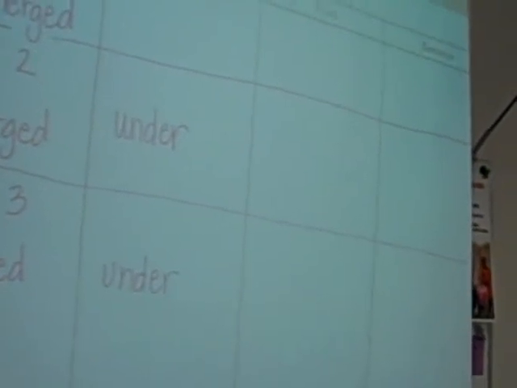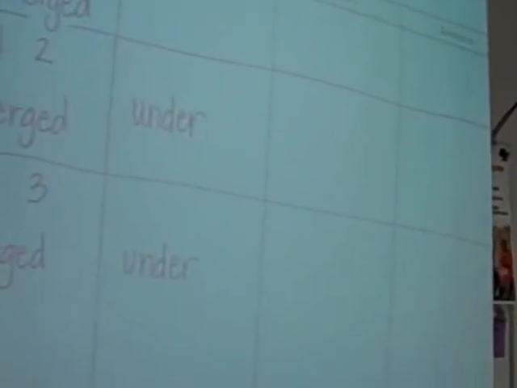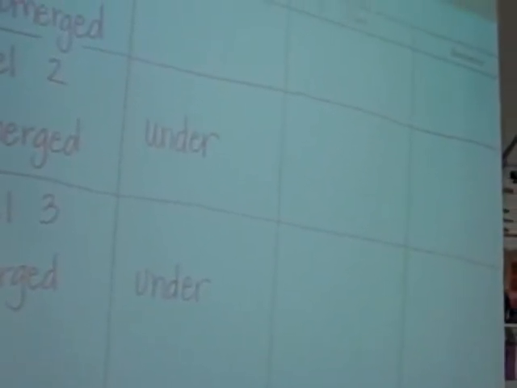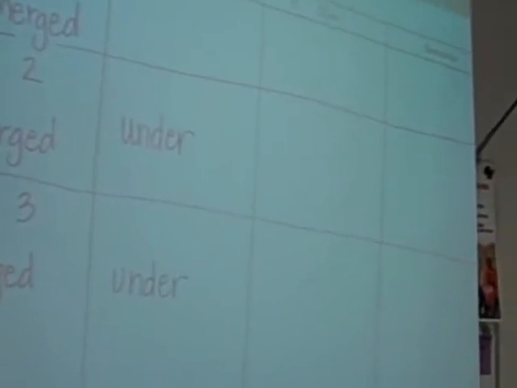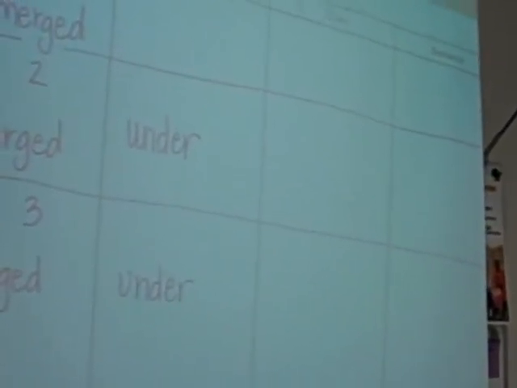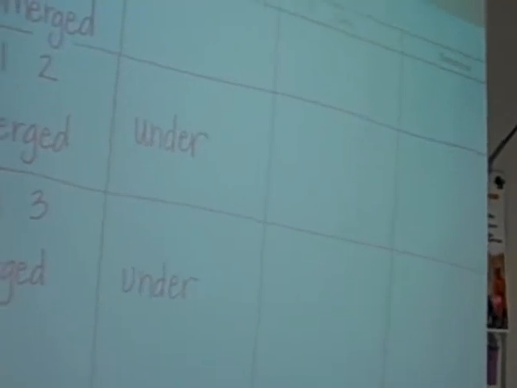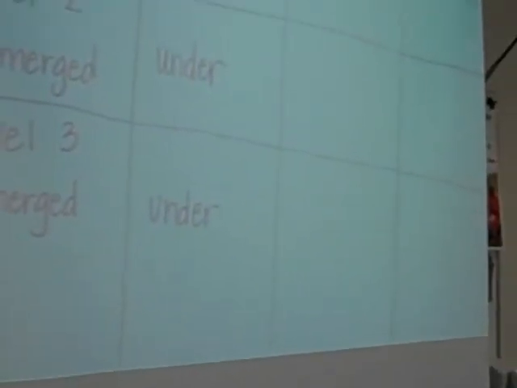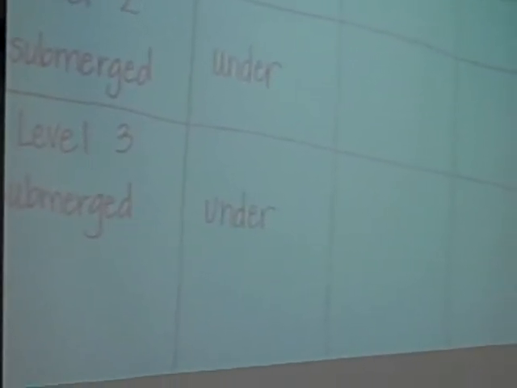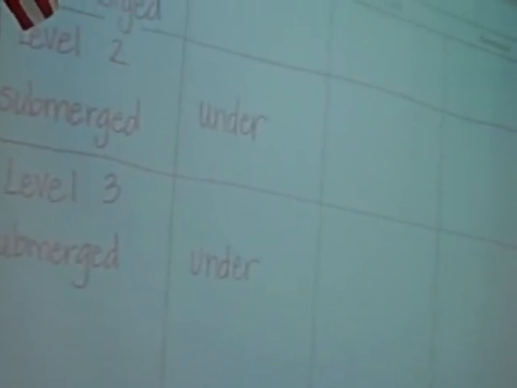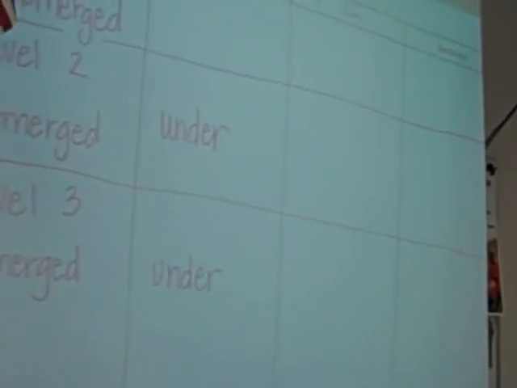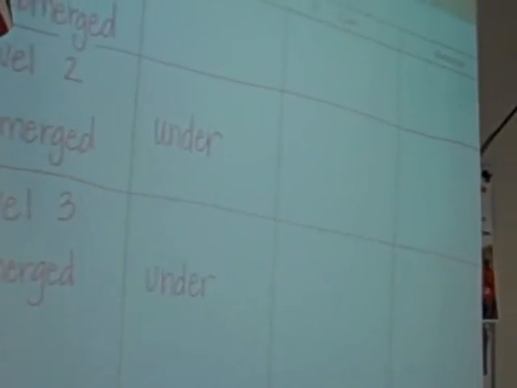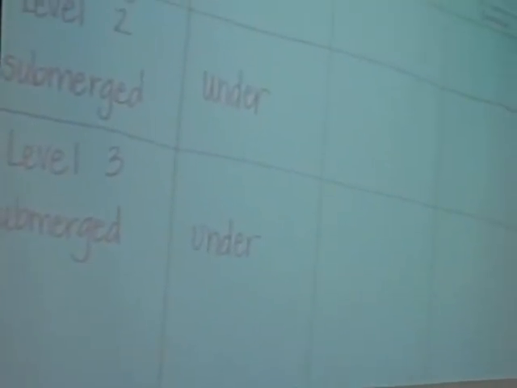Okay, so I want you to watch me, and every time you see me using one of the strategies on our anchor chart, I want you to hold a finger up. So if I use one strategy, you're going to hold up how many fingers? 1. If I use 2, you're going to hold up 2. And then if I use 3, you're going to hold up 3. And so forth. Be ready to talk to your elbow partner about what strategy you saw me using. All right.